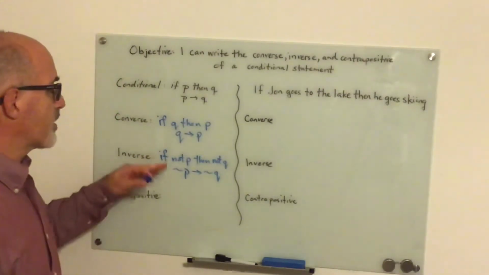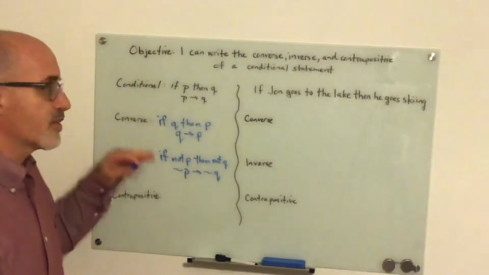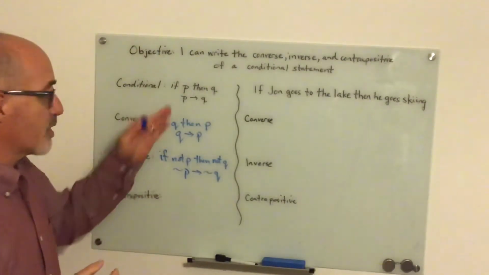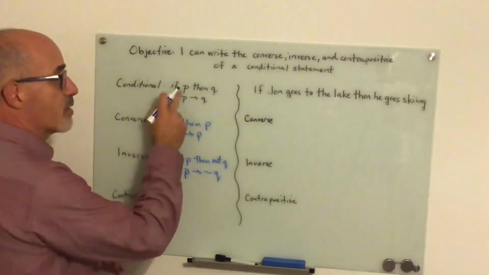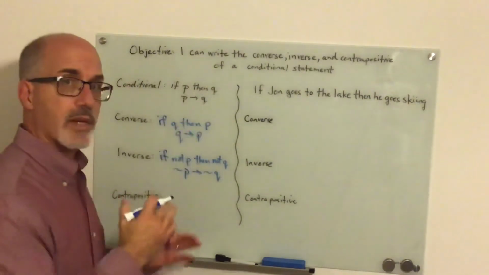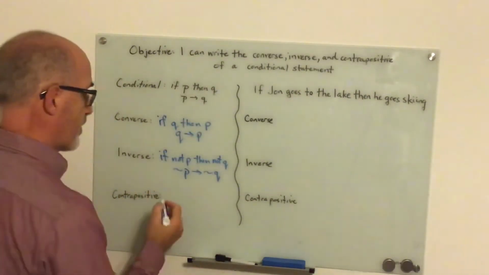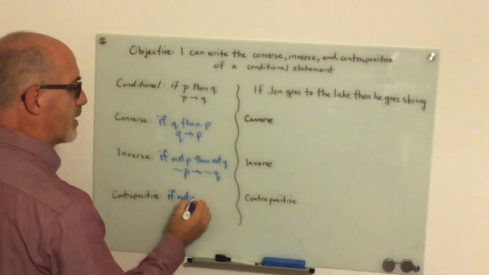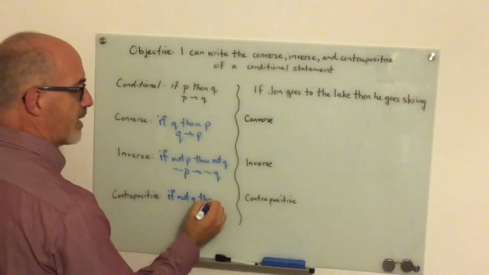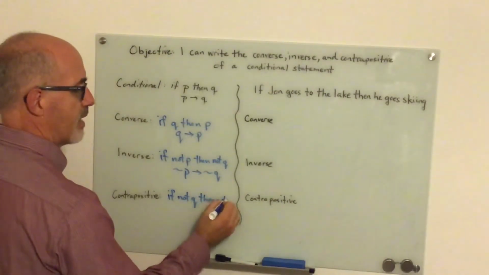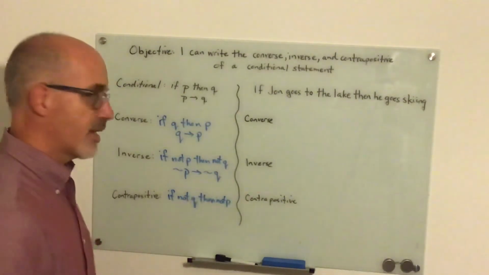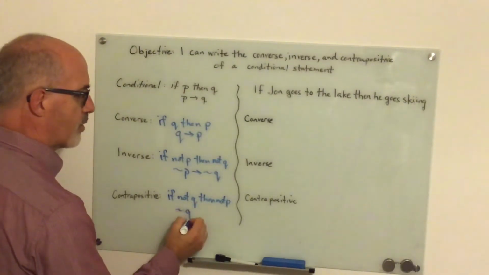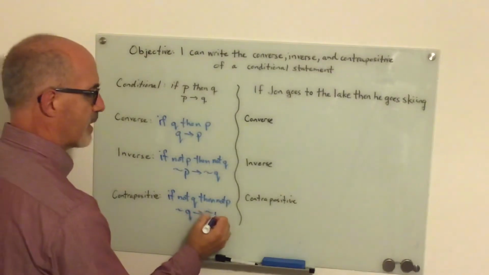The contrapositive is where you put both the converse and the inverse together. You do both of them to the original. So what I'm going to do is swap the P and the Q and put nots in front of them. So it's going to be if not Q, then not P, is my contrapositive. And to write that out in this format, it's not Q implies not P.